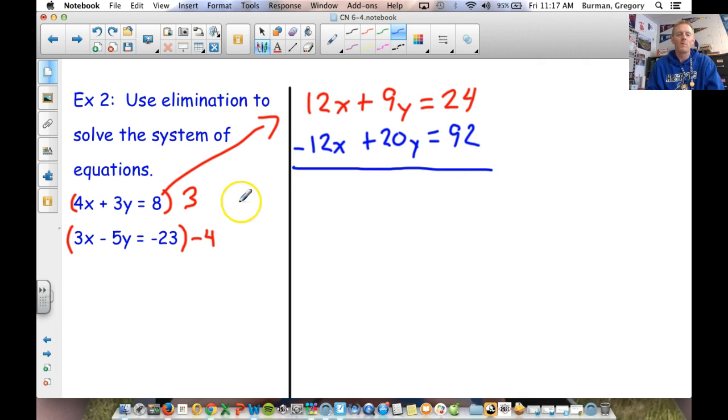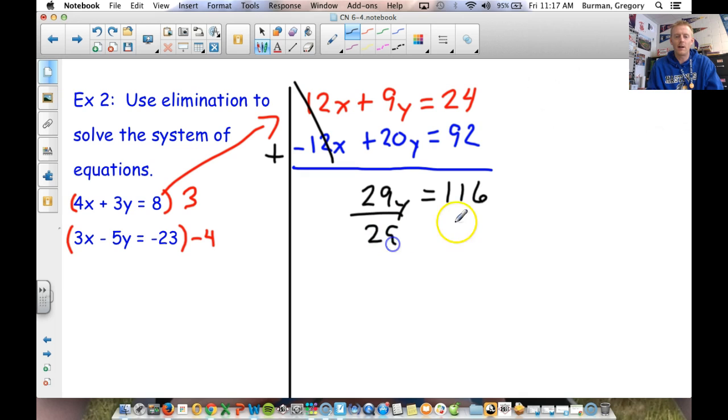Yummy. And now we're going to again add because we have opposite signs, so those are going to cancel. I get 29y is equal to 116. Divide by 29. I grab my calculator and go ahead and do the math to make sure that I'm doing things correctly.